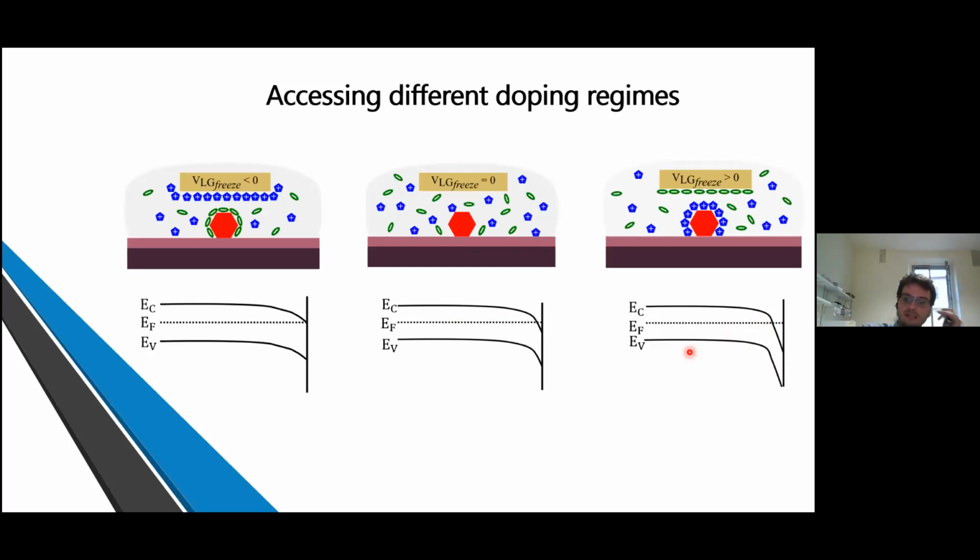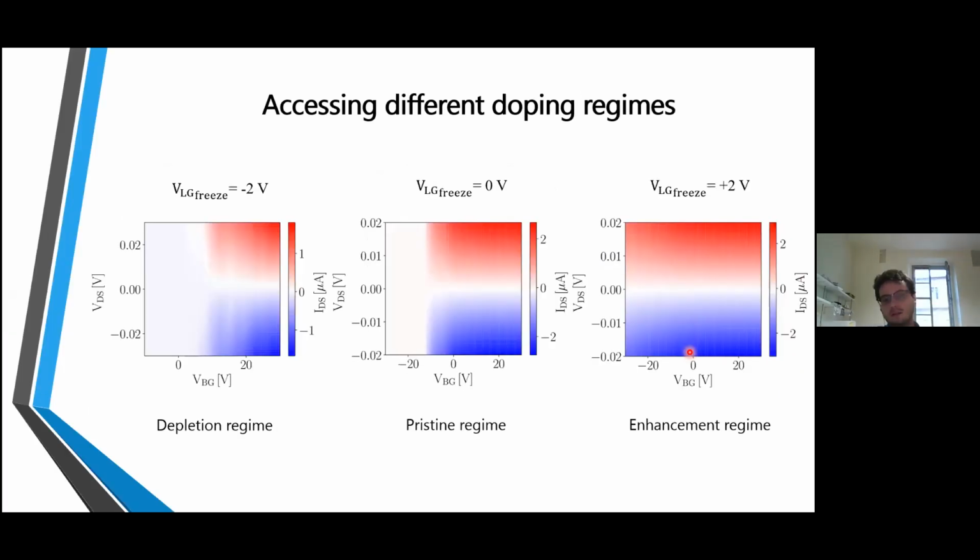How this results in proper measurements is reported in this slide. These three color plots report the measurement of the current by sweeping the drain source voltage and the backgate voltage. I should state again that this measurement has been taken at low temperature, where the ionic liquid is frozen, and so the doping regime is really fixed in the three regimes I was mentioning earlier.